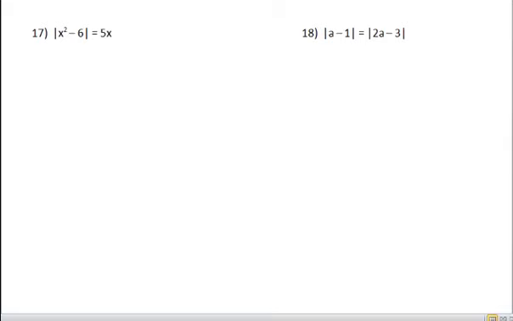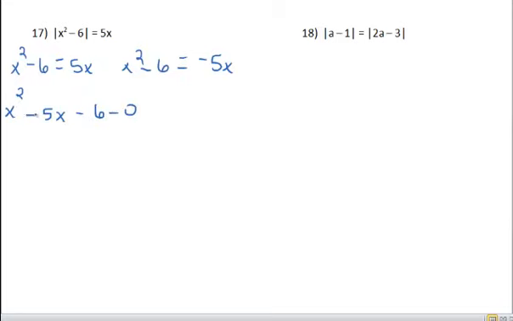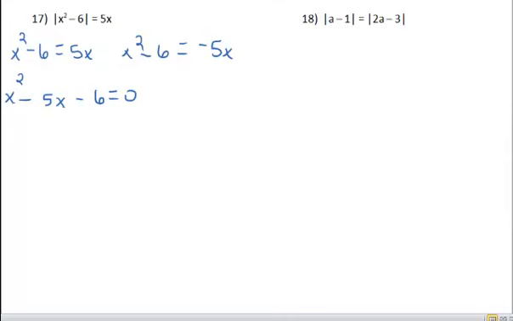So how about number 17? We do have another absolute value equation. We need to set up our two situations. So x squared minus 6 is equal to 5x. And x squared minus 6 is equal to negative 5x. Move the 5x over, so we're going to have x squared minus 5x minus 6 equals 0. And on the other one, we're going to have x squared plus 5x minus 6 equals 0.